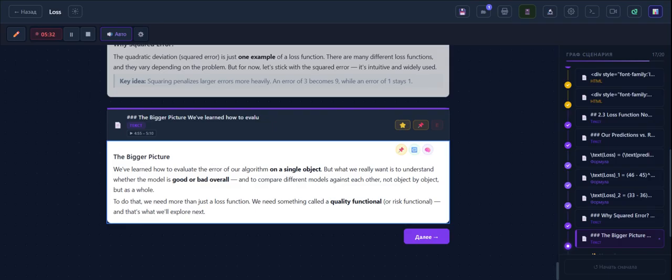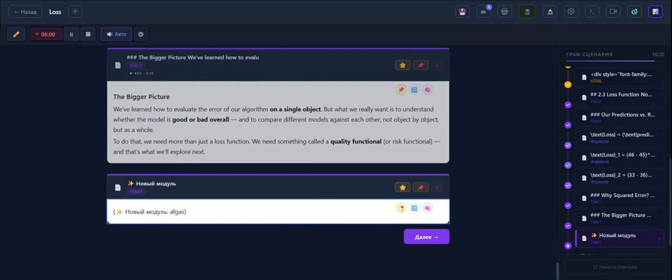So now we learned how to evaluate the error of our algorithm on a single object. But what we really want is to understand whether the model is good or bad overall, and to compare different models against each other, not object by object, but as a whole. And for that, we need something bigger that is called a quality functional or a risk functional, and that's what we'll explore next. Thank you.